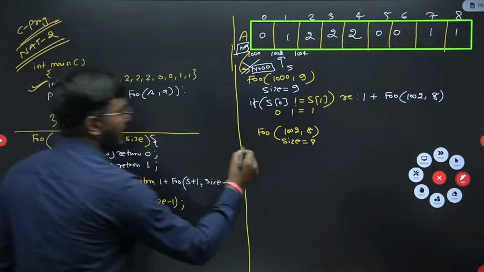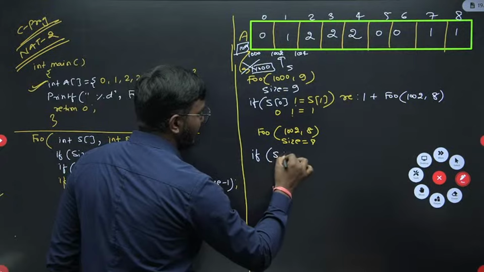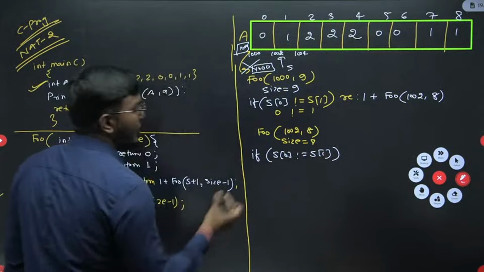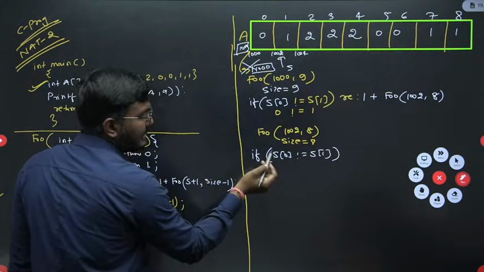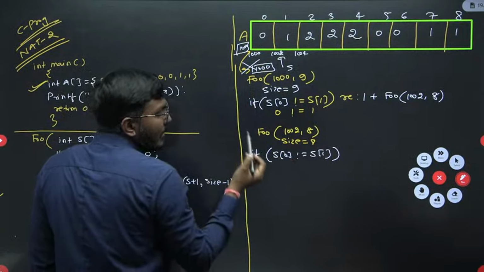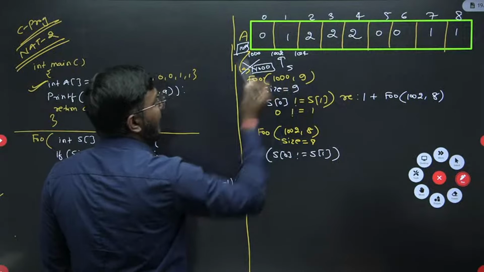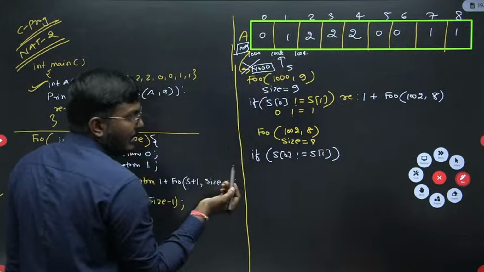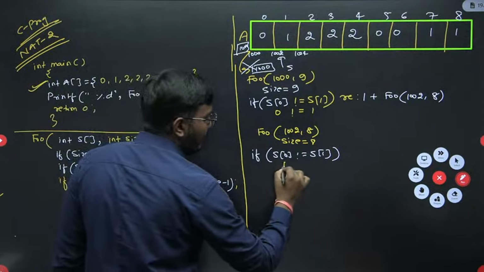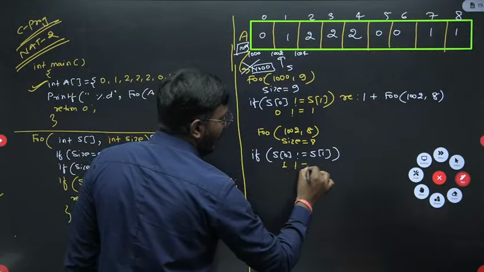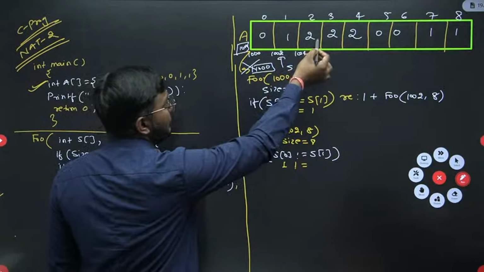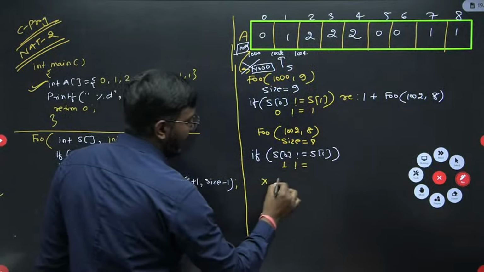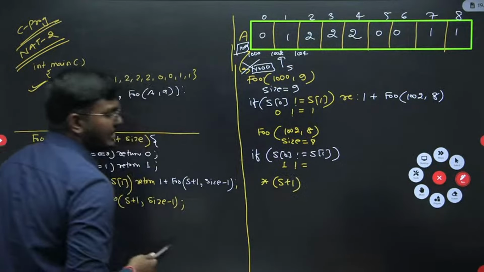What is the if? It has if S of 0 not equal to S of 1. Getting my point? What is S of 0? S of 0 means the current value where this S is pointing. S is pointing to 1002, so what is the value at 1002? That is 1 only. So here it is 1, and it is not equal to the adjacent one, which is 2. S of 1 means star of S plus 1.